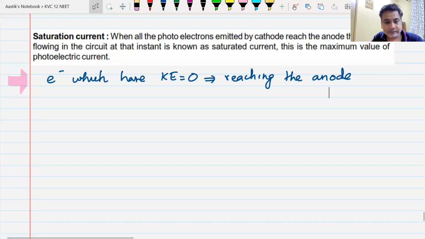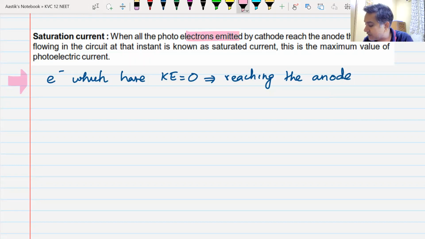Okay. So saturation current is the current which is the maximum current in the circuit. And why does this maximum current come? Because all the electrons which are emitted by the cathode reach the anode. Even the electron which has zero kinetic energy, when it reaches the anode, you have this saturation current. Current cannot increase from that value, no matter how much you increase the voltage. Do you understand this? That is your saturation current. We will see the graph as well.